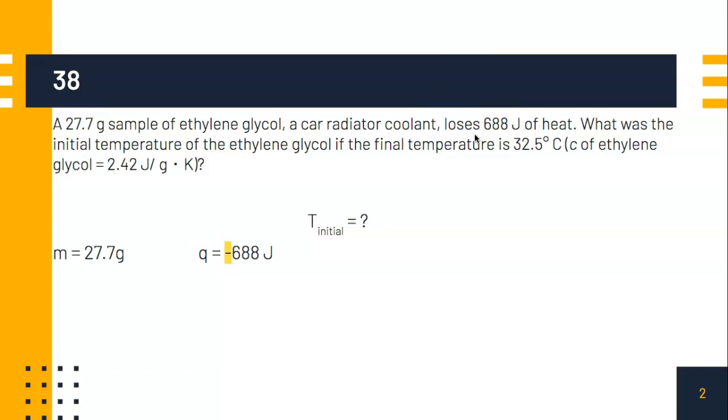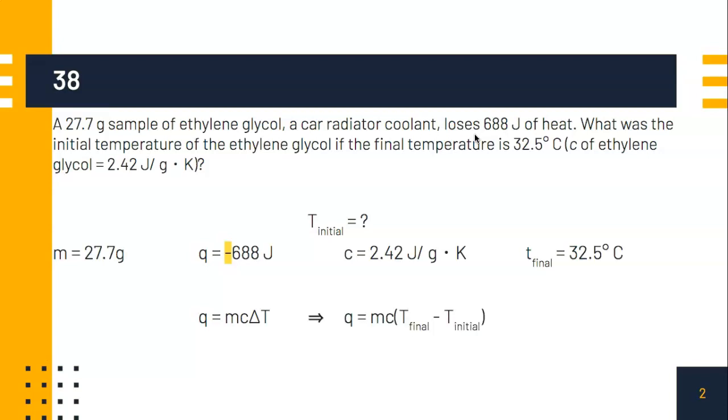So that means the ethylene glycol is going through, or it's exothermic. It's giving off 688 joules of heat. We also know the specific heat of glycol, which is 2.42 joules per gram times Kelvin. And we know the final temperature of 32.5 degrees Celsius. So hopefully by now you've decided what formula we should be looking at. And yes, it is Q equals MC delta T. Delta T, of course, meaning the final temperature minus the initial temperature.